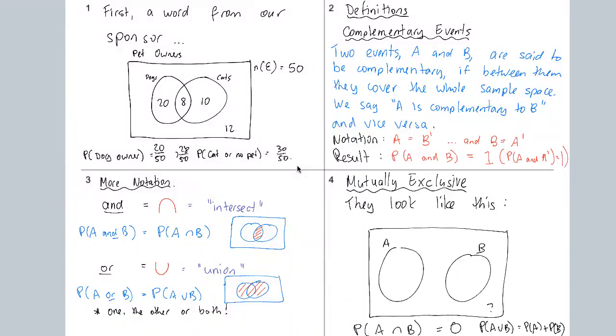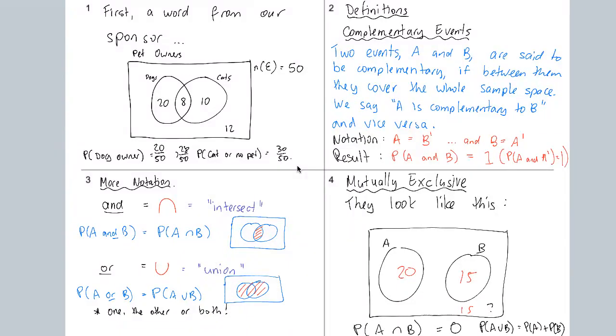Stella? Why is the probability of A or B equal to A? So there may be some non-pet owners here, right? So let's just make it up. Let's say there's 20 here. Don't draw this yourself, but this is just a clarification. Let's just say there's 20 here, there's 10 here, and I'll say 15 here and 15 here, for example.